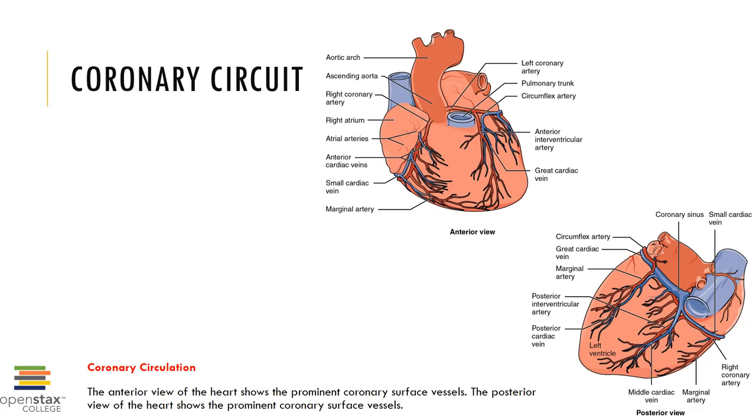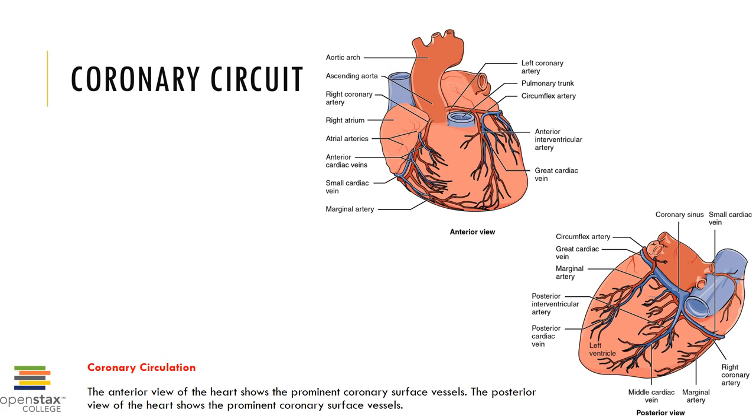Now the coronary circuit is shown here. We previously mentioned the blood flow through the chambers of the heart. The pulmonary circuit is where deoxygenated blood from the body flows into the right atrium via the superior vena cava, inferior vena cava, and coronary sinus. And the pulmonary circuit will continue into the pulmonary trunk, which branches into the right and left pulmonary arteries transporting the deoxygenated blood to the lungs where it picks up oxygen.